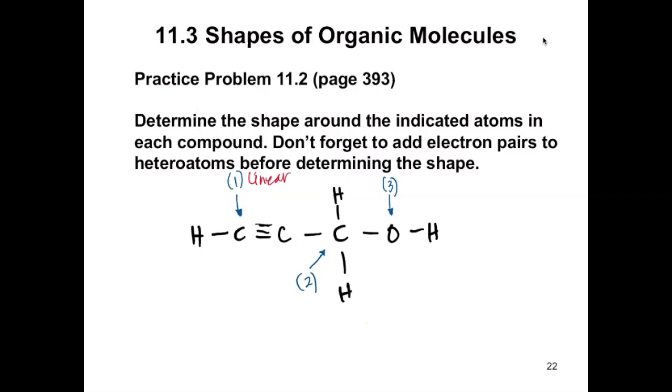And then for number 2, it has 4 bonded atoms. It also has no lone pair. So the shape of number 2 is tetrahedral. And then for number 3, oxygen. So first look at whether the oxygen still lacks bonds, or if none, determine the shape, or whether it still has a lone pair. Okay? Because it is the central atom.